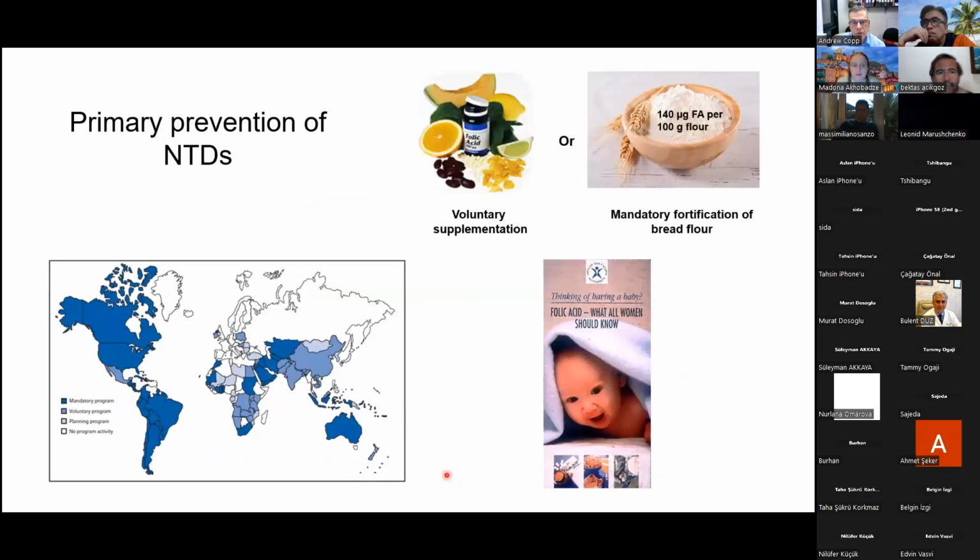So finally, and very briefly, just to talk you through the issue of primary prevention. The world is divided into countries that have fortification of the food supply. The bread flour is supplemented with folic acid in many countries now, throughout North and South America, South Africa, Australia, and some parts of the Middle East. Whereas in Europe, this has not been undertaken, and so Europe relies on voluntary supplementation. We've had many, many educational programs, but nevertheless, we know that folic acid is relatively underused when it's based on voluntary supplementation.